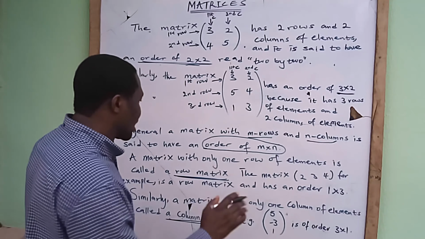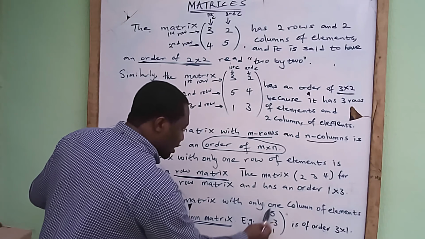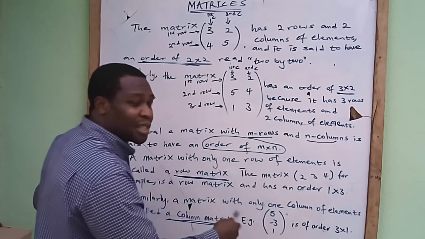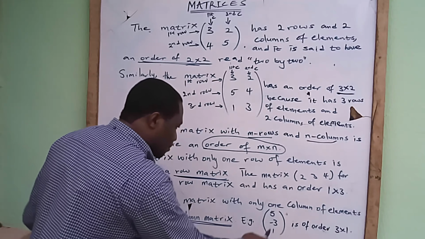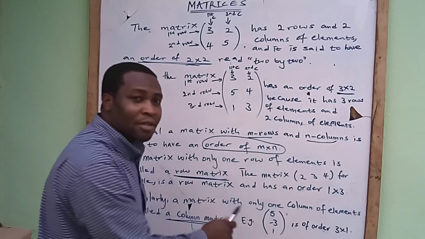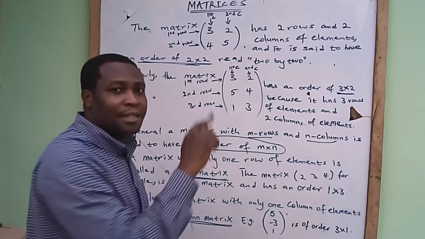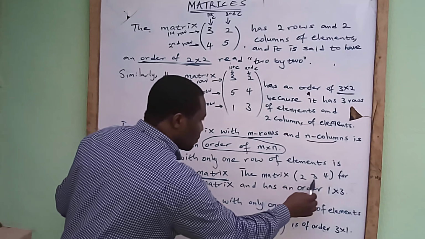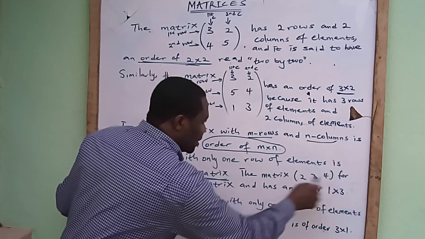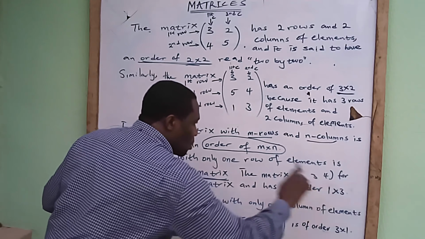For instance, let's look at this: 5, minus 3, 1. The elements are only in 1 column. All these elements of this matrix are arrayed in a single column. That is a column matrix. While these, 2, 3, 4, are all only in 1 row. That is a row matrix.